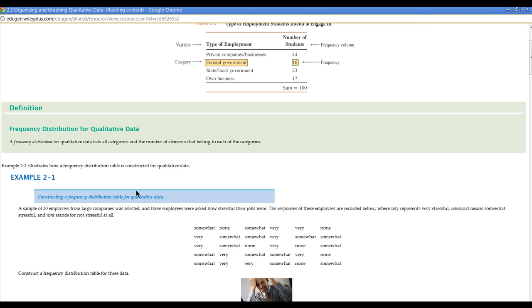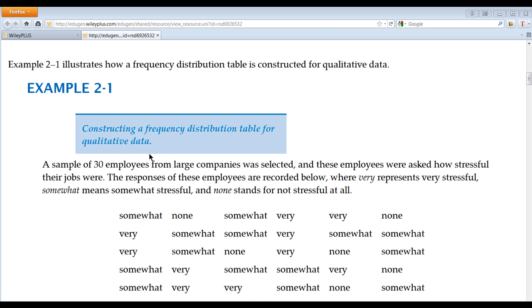Example 1. Constructing a frequency distribution table for qualitative data. A sample of 30 employees from large companies was selected. So we select a sample of 30 employees. These are the so-called individuals in our sample, and we're going to talk about a particular variable and apply it to these employees. The variable is that these employees were asked how stressful their jobs were. So that's the variable, how stressful the job is. There are different values that that variable can take.